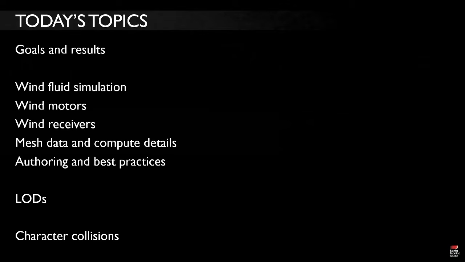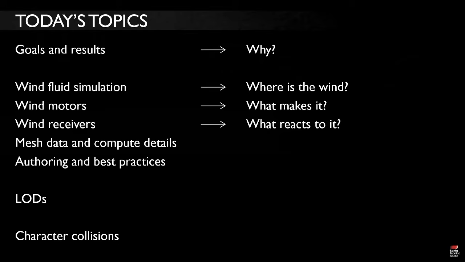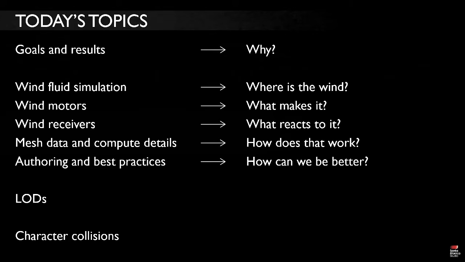This talk has several chapters. We're going to go over our goals for the system, wind sim, wind motors, wind receivers, data and shader implementation, tricks we learned along the way, and some extra goodies like new approaches for vegetation levels of detail and interactions. Basically, each of these chapters tries to answer a simple question. Why are we doing this? Where is the wind? What makes it? What reacts to it? How does that all work? And how can we be better? And after doing all of this work, how can we reuse it to get further value?